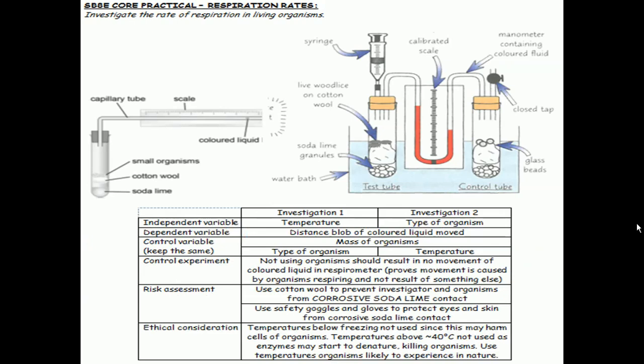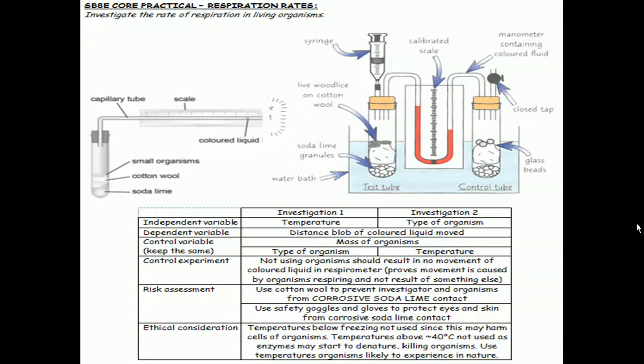So you can see here, in this case, the independent variable would be the type of organism in investigation 2 if you're comparing different types of organism, or you could look at temperature, because temperature has an effect on respiration because of the fact that it affects the enzymes involved in respiration. And then the dependent variable would be the distance that the blob of colored liquid moved, or in other words, the speed or the rate, so if you divide it by the time.